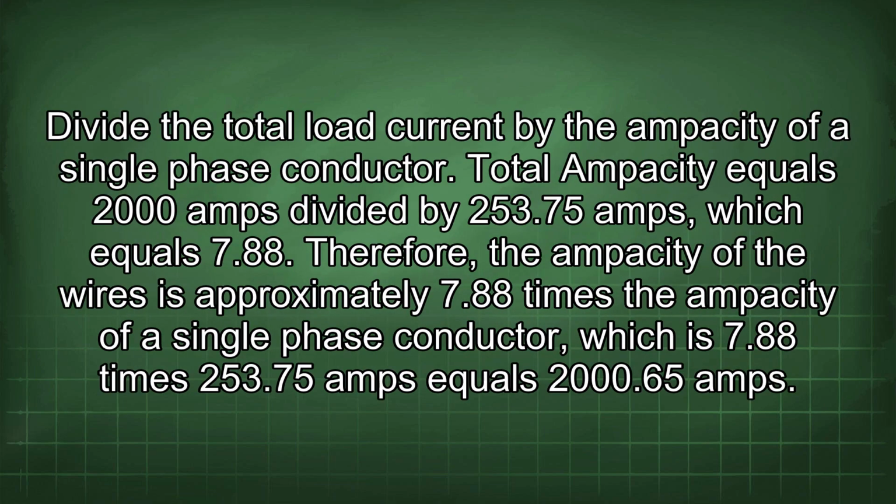Divide the total load current by the ampacity of a single phase conductor. Total ampacity equals 2000 amps divided by 253.75 amps, which equals 7.88. Therefore, the ampacity of the wires is approximately 7.88 times the ampacity of a single phase conductor, which is 7.88 times 253.75 amps equals 2000.65 amps.